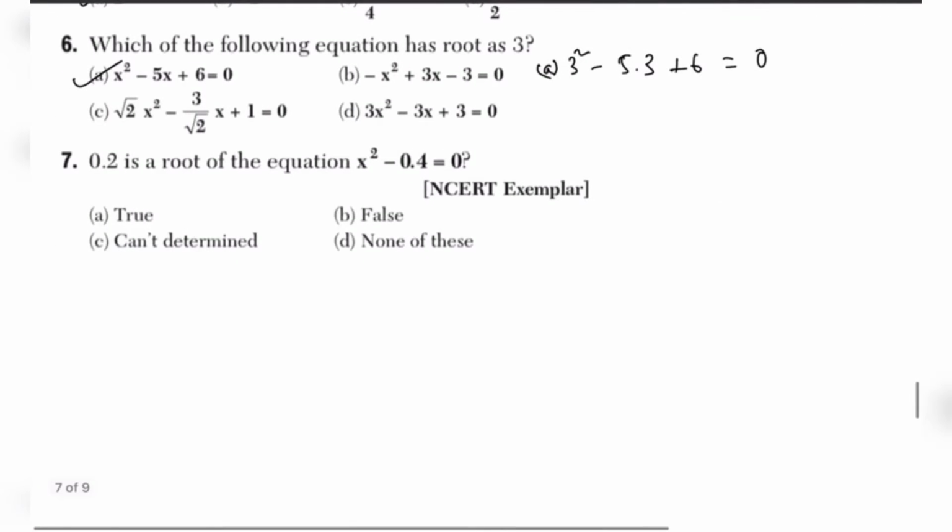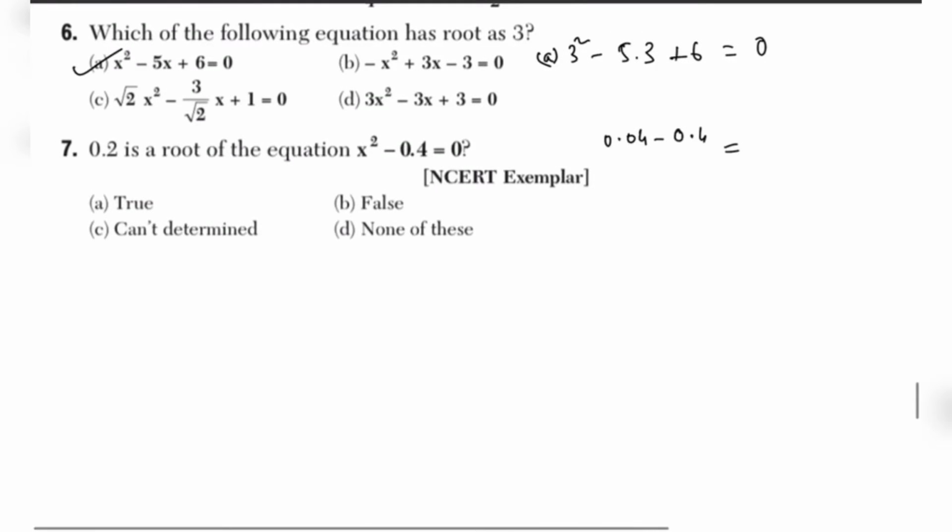0.2 as a root of x square minus 0.4? If you substitute 0.2, you get 0.04 minus 0.4, which is clearly not equal to 0, so this is false.